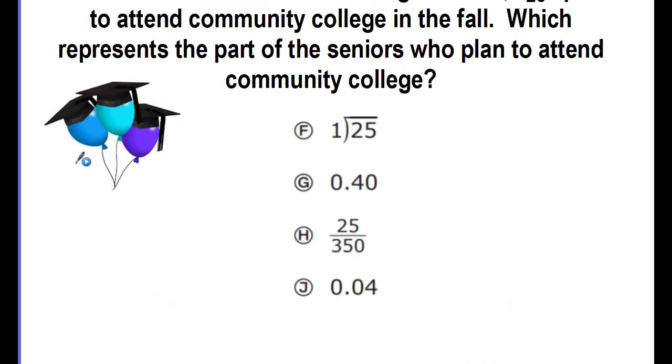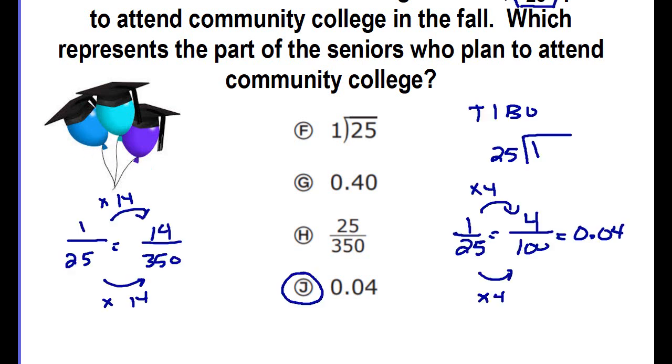Okay, here's our next example. Of the 350 seniors at Westside High School, 1/25th plan to attend community college in the fall. Which represents the part of the seniors who plan to attend community college? Go ahead and pause the video. There could be more than one answer. Solve this, then come back and check.